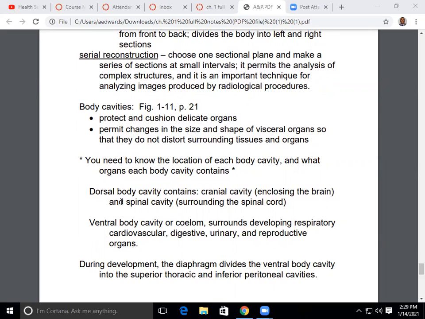All right, so during development, your diaphragm, right? So those of us who think we can sing a little bit, you know, we talk about using the diaphragm, project that voice out, right? So it divides your ventral body cavity into the thoracic cavity, which is superior to the peritoneal cavity, which includes your abdominal pelvic cavity, okay? So, but that's kind of right below your lungs, okay?